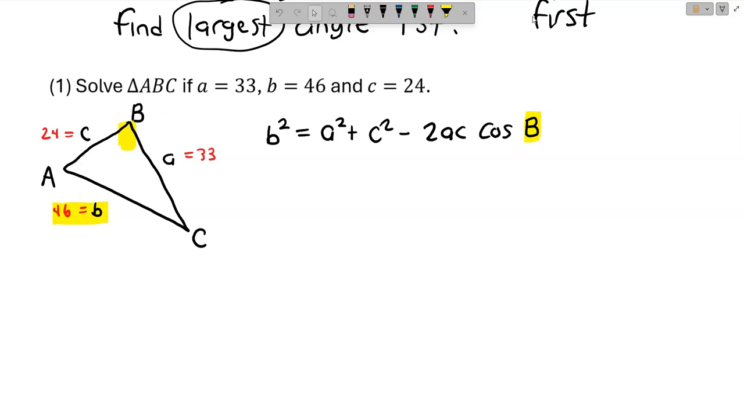But I want you to take a moment right now and pause this video, and all I want you to do for me is solve and find what the measure of angle B is going to be for this triangle. And then I'll pick up and we'll go from there and finish solving this out.